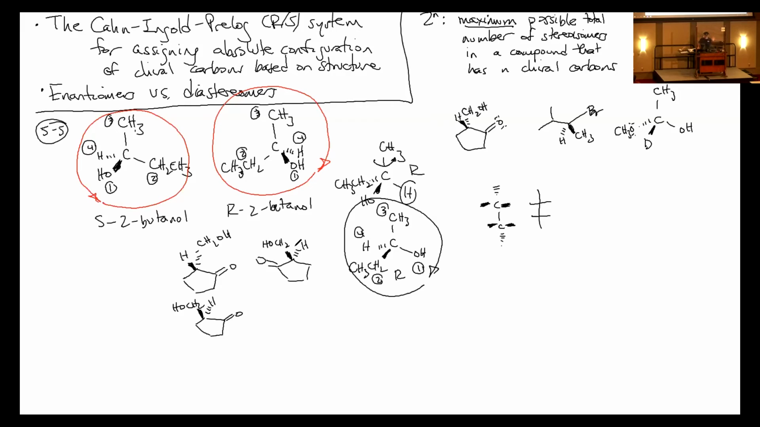There's multiple strategies here. I've given you the one with switching any two groups, which will always flip R to S and S to R, no exceptions. There's this one where you can rotate around a single bond. If maybe you can't do that because you've got a cyclic compound, you've still got options. You can maybe flip the whole molecule over like we did over here. And we'll assign this one next, I think.